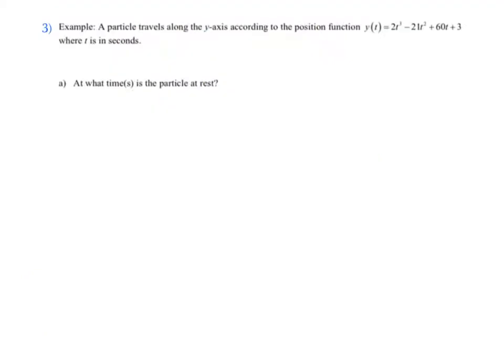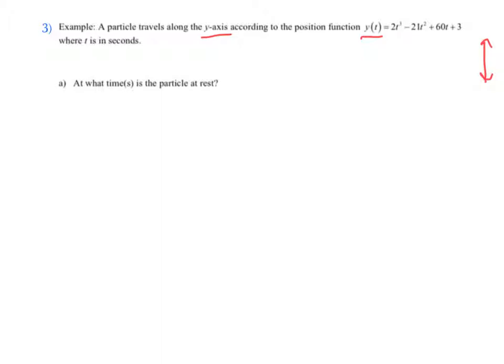Okay, so this third example says a particle travels along the y-axis, according to the position function y of t equals 2t cubed minus 21t squared plus 60t plus 3, where t is in seconds. And notice that they're using y of t instead of x of t. That's all right. They're just using that because we are moving on the y-axis and they want to draw attention to that. So as we move on the y-axis, of course, we're going to move up and down rather than left and right. All right, so keep that in mind as we move through the problem.